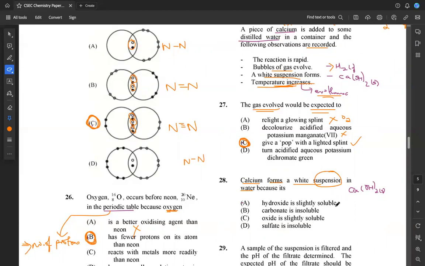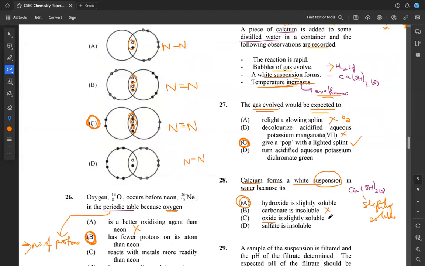Remember we said this earlier in the session that hydroxides are mostly insoluble, but if it's calcium hydroxide, it will be slightly soluble. And so if it's slightly soluble, it's going to dissolve to a small extent in water, and so we'll end up seeing a white suspension. So our answer here is in fact A. We're not forming carbonate. That's not what we're forming. We're forming a hydroxide, so that can't be right.